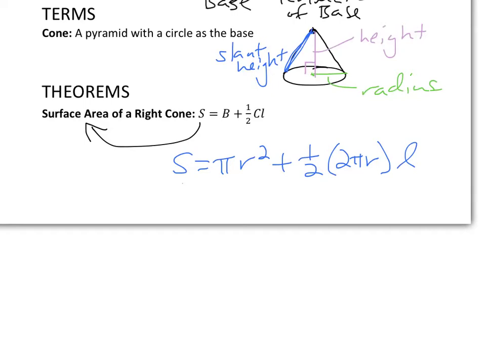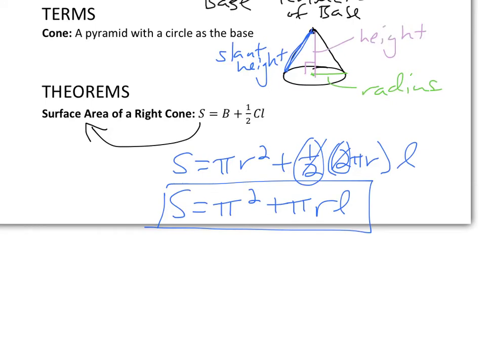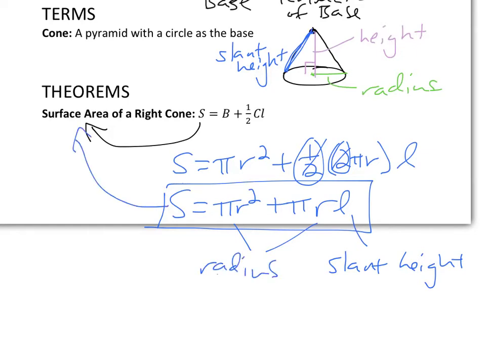So we can do this: 1/2 times 2 is just 1, so those can go away. So the surface area is just pi r squared plus pi r L, where L is the slant height. Sorry, that should be pi r squared, and r is the radius. And we already talked about how S is the surface area. Okay, that's it for those.